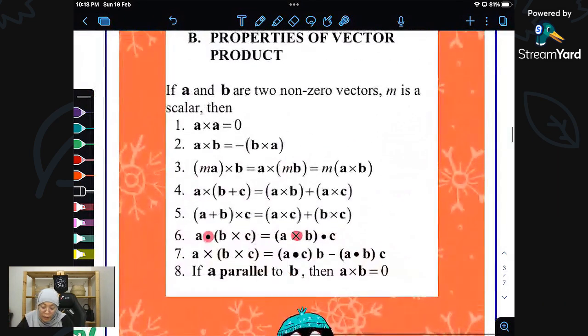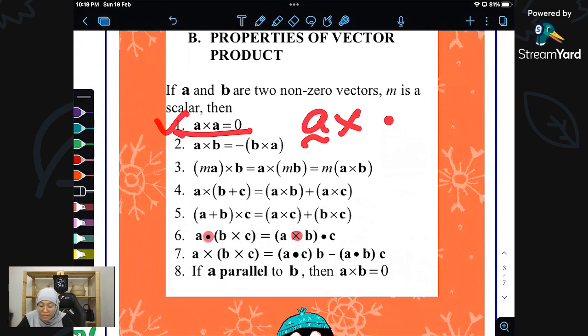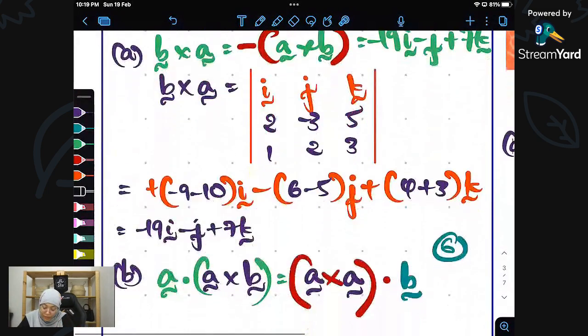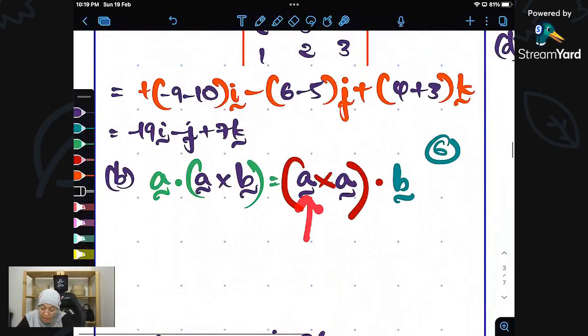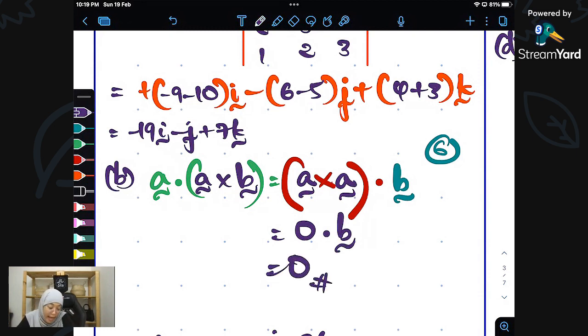And then we also understand that A cross A is actually zero. If you don't believe it, look at this first property here. A cross A or B cross B literally gives you zero. So if they are the same vector, they will give you the zero vector. And then when you dot it with the B vector, zero times any vector is still zero anyway.